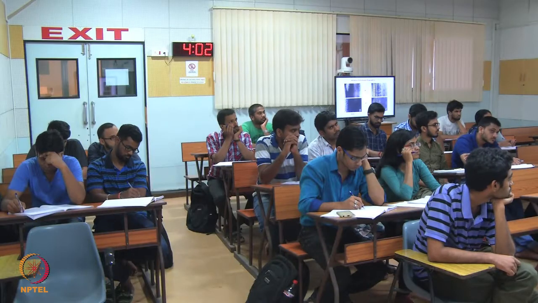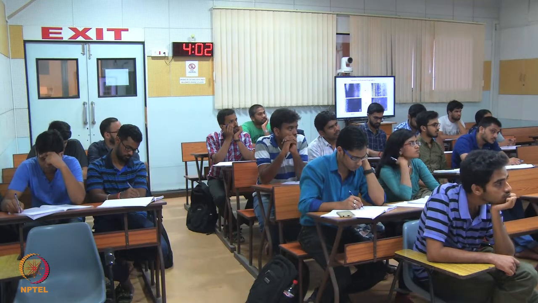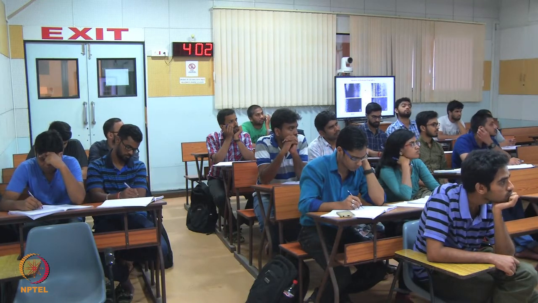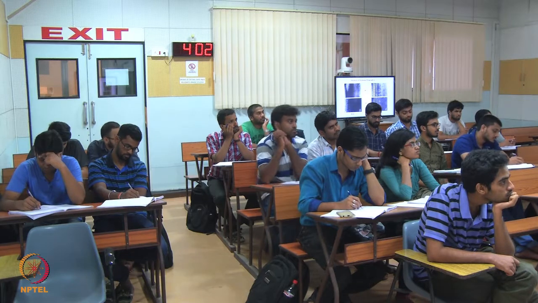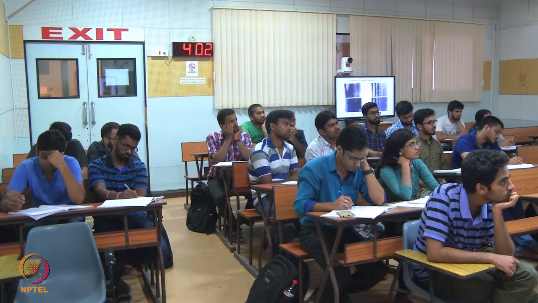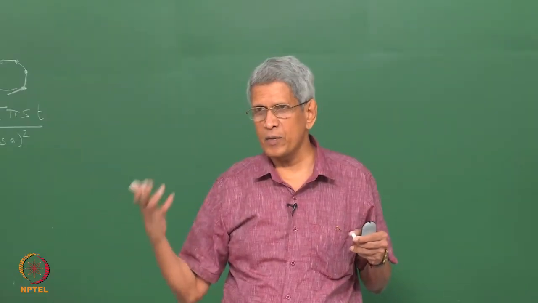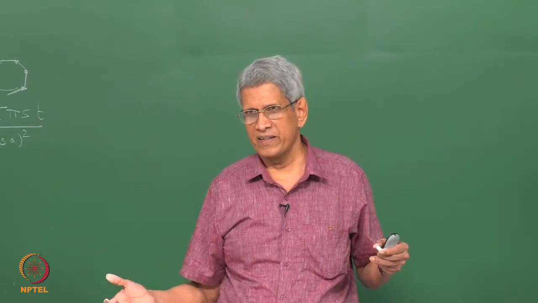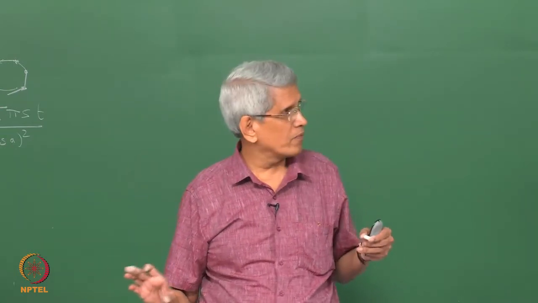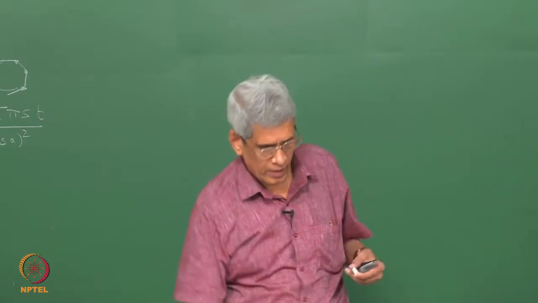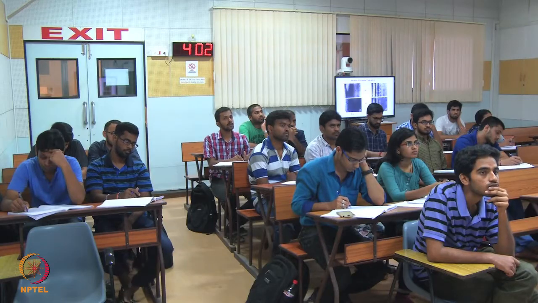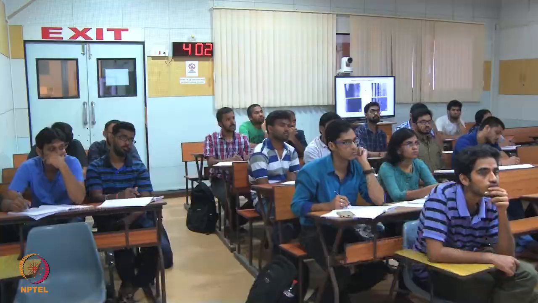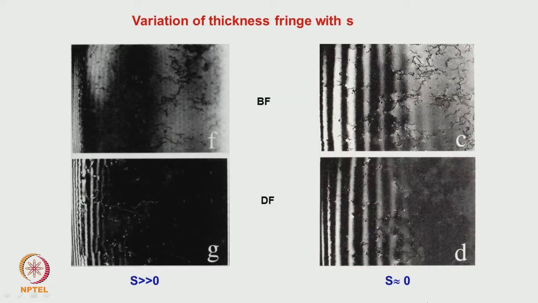So this theory does explain the contrast when S is large, but when S is equal to 0, it is not able to explain. That means that under all conditions it is not able to explain the contrast. Do you understand? When S is 0, we are getting a large quantity. By theory there should not be any fringe contrast, but now you have a fringe contrast.